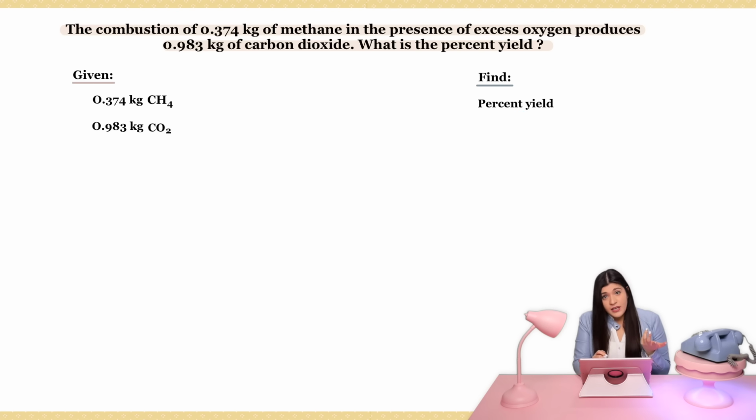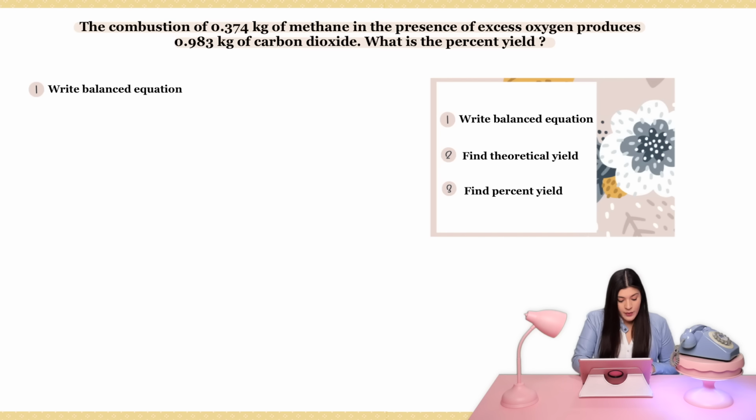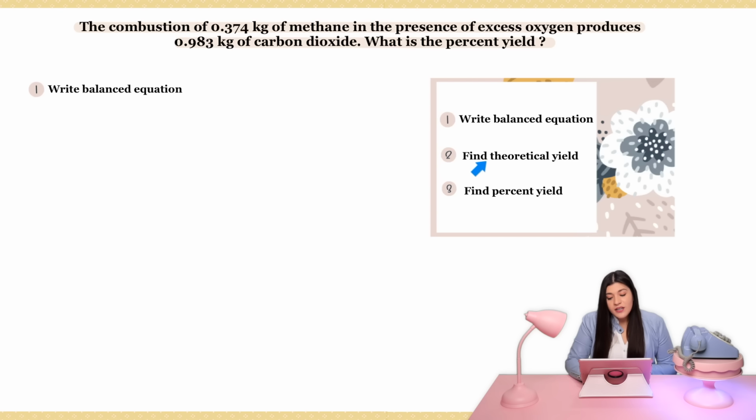Now for the percent yield, we're going to need something known as the actual yield and the theoretical yield. So these are all the steps that we're going to go through. We're going to start off with writing the balanced equation. Then we're going to find the theoretical yield by doing a bit of stoichiometry. And then lastly, we'll find the percent yield. So I'm going to start off with just writing the balanced equation.